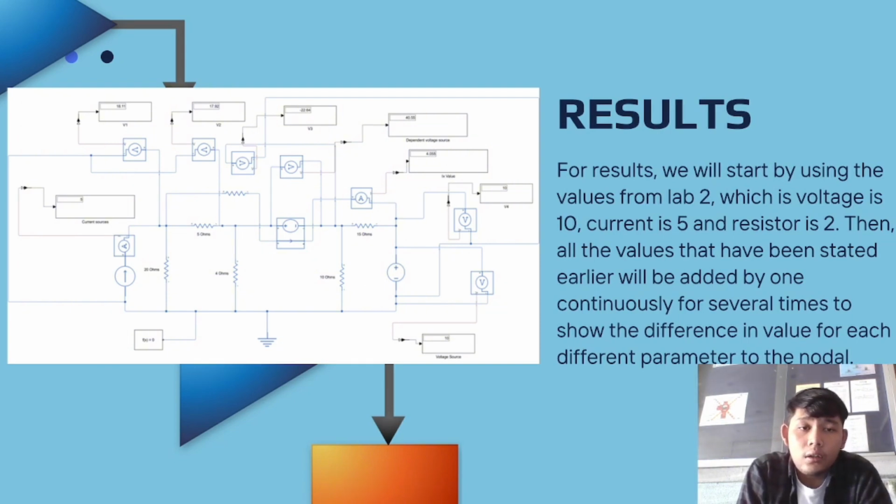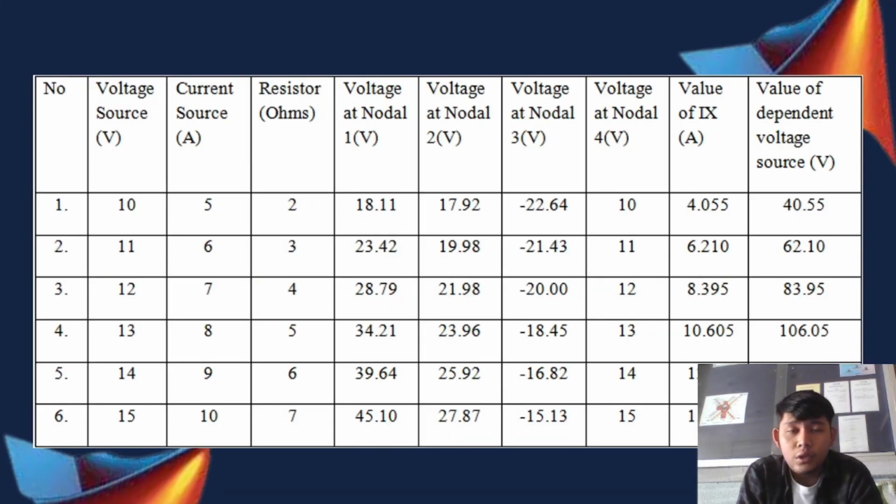So for the result, we will start by using the values from lab 2, which are voltage is 10, current is 5, and resistance is 2, done by Helmi earlier. Then all the values that have been stated earlier will be added continually for 7 times to show the difference in value for each different parameter to the nodal. So we change the value of voltage, current, and resistor in the circuit. So table 2, voltage, current and resistor are 11, 6 and 3.